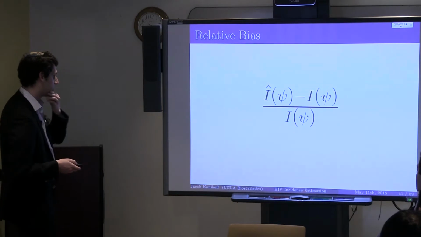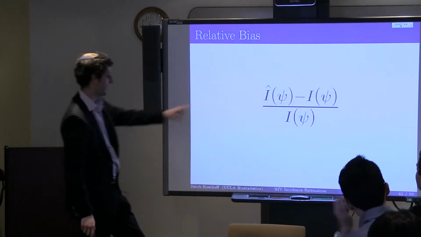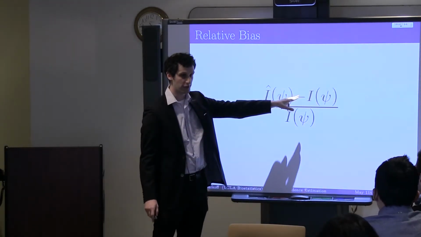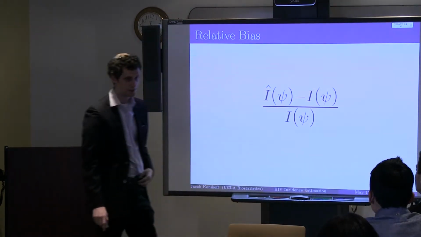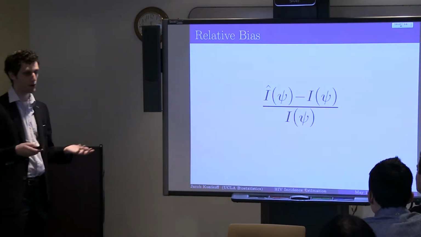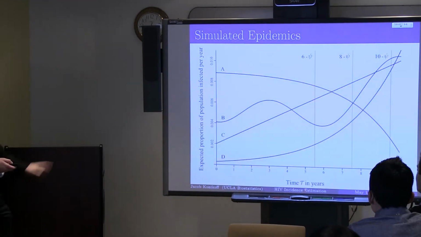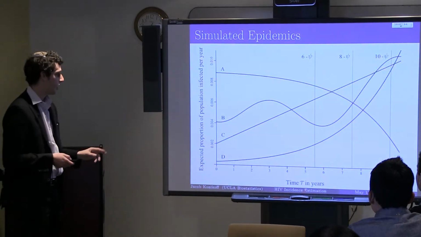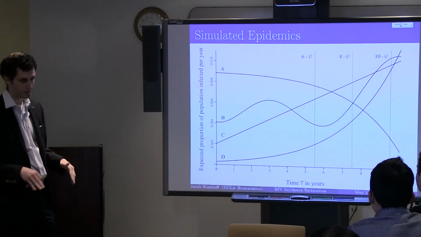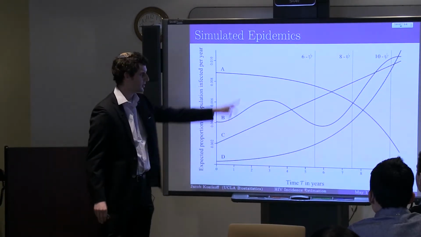So one thing to look at is the bias. So this is our estimator, and if you subtract off what the true value is and divide by the true value of the incidence psi years ago, you'd want to know how close am I getting. So I call this the relative bias. So we simulated epidemics. The methodology has 0 bias if the epidemic looks like this, if it's linear.